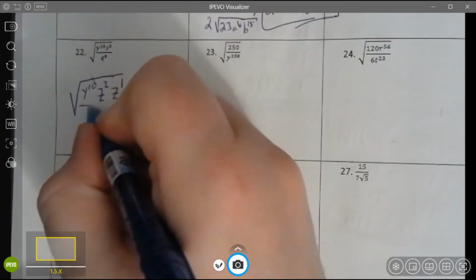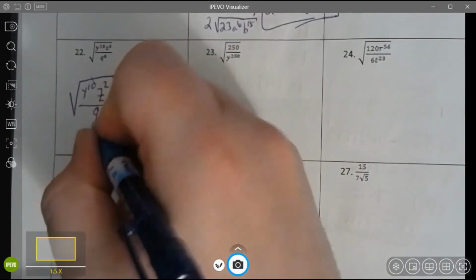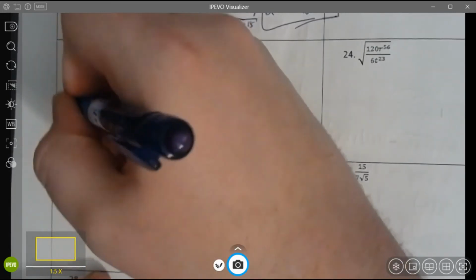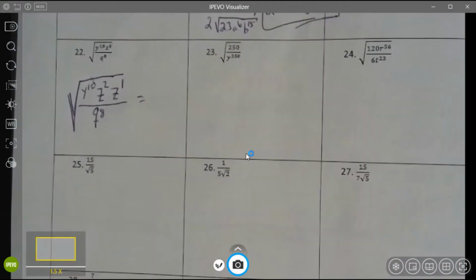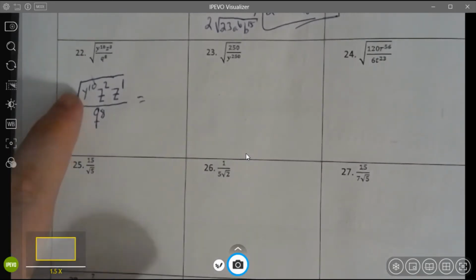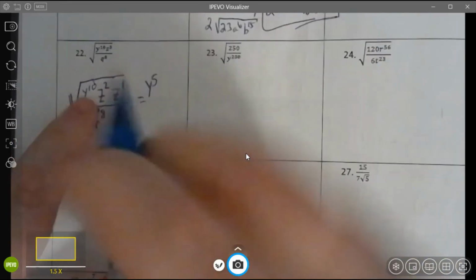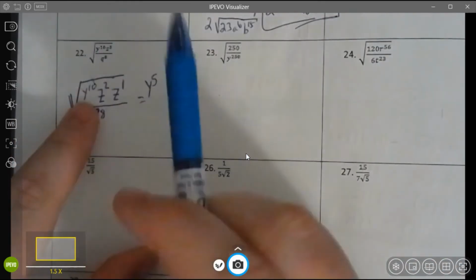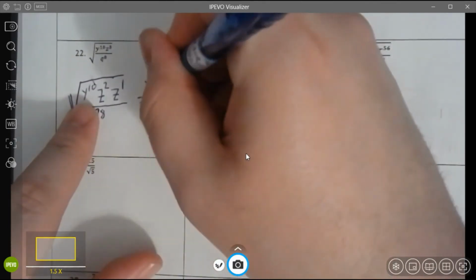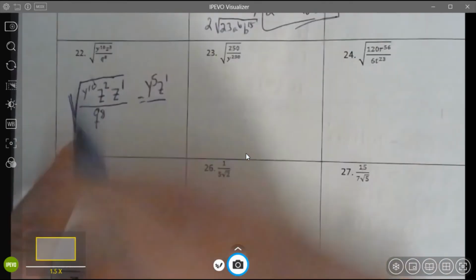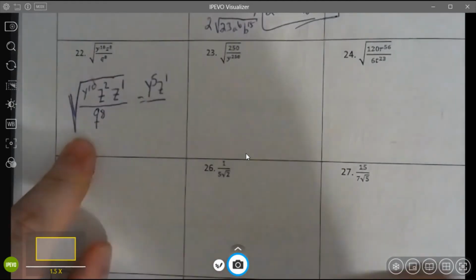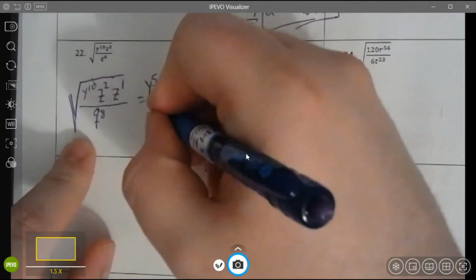Now I'm going to divide this all by q, and 8 is an even number, so I'm going to leave it as q to the 8. Lastly, I'm just going to divide each of my even powers by 2 and put those on the outside of the square root. So y to the 10, 10 divided by 2 is 5, so this is going to be y to the 5th. z to the 2, 2 divided by 2 is 1, so this is z to the 1, and I'll go ahead and show the 1 for you. Divided by q, 8 divided by 2 is 4.